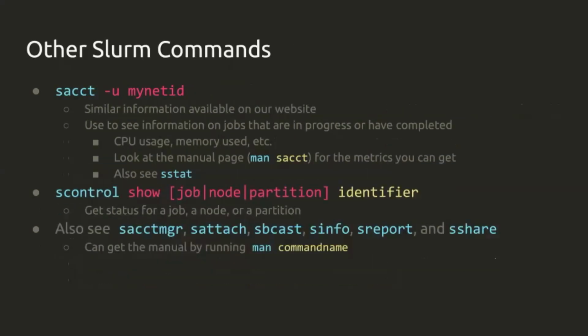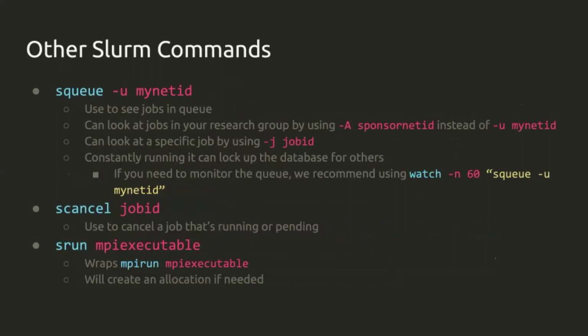Now, there are a few other Slurm commands that we'll cover here that might be useful to you. One that is super handy that I use all the time is squeue. And there's a few different options there. The one I find myself using the most is -u with my net ID. It shows all the jobs that I have in queue, the ones that are currently running, the ones that are pending. You can also look at other jobs that are running in your research group with the -A flag.